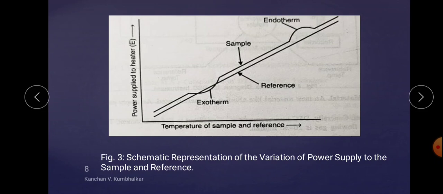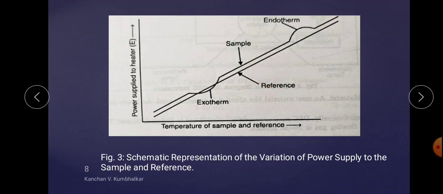So in this case, because it is an endothermic reaction, the heat requirement has been reduced, and due to which the heater supplies a lesser amount of temperature to the sample. The upper curve is nothing but that of the sample. The parallel straight line is that of the reference.